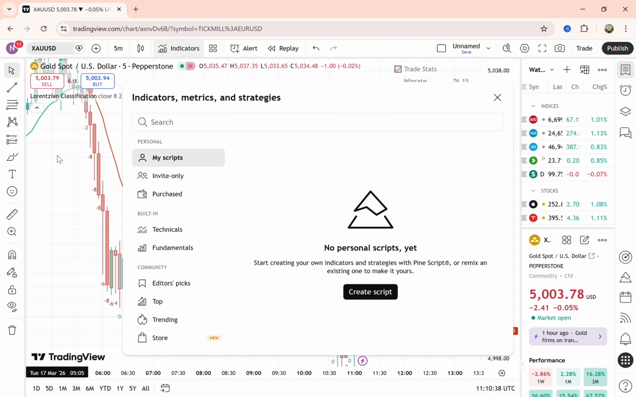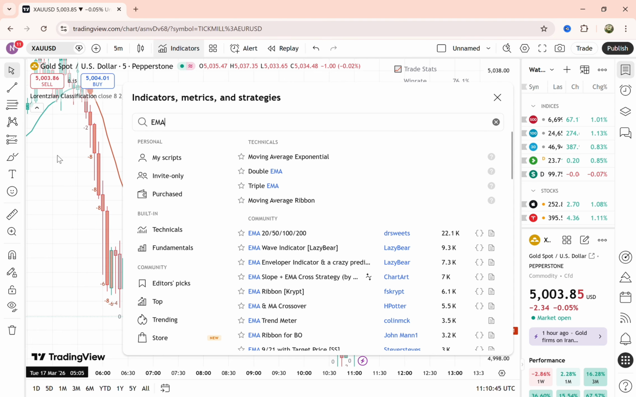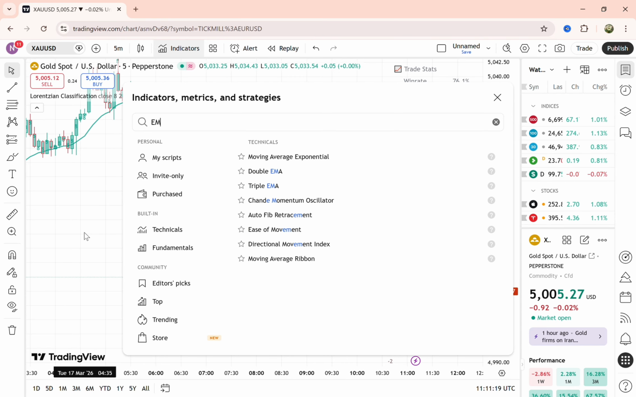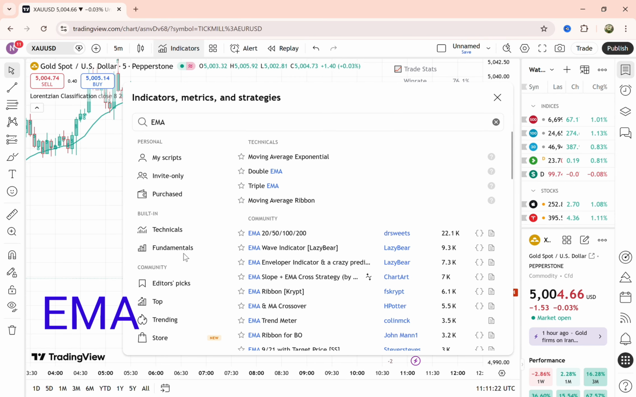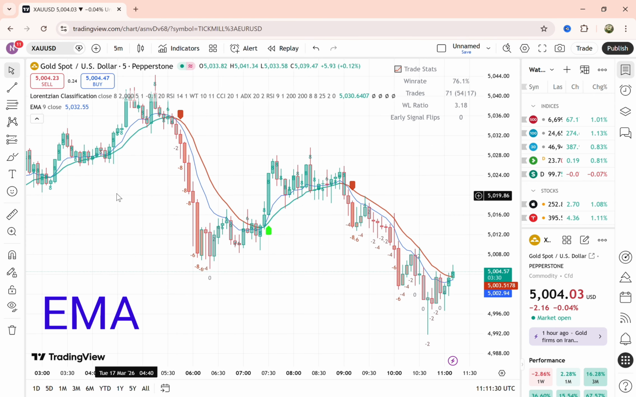After that, we use another indicator, moving average, or EMA. This one, you find it in the indicator list in TradingView. Yes, this one, EMA, and we add it to the chart. You can find it here with blue color.